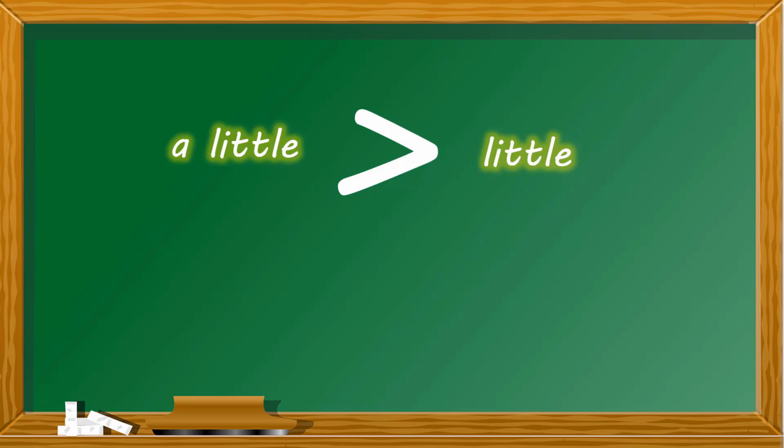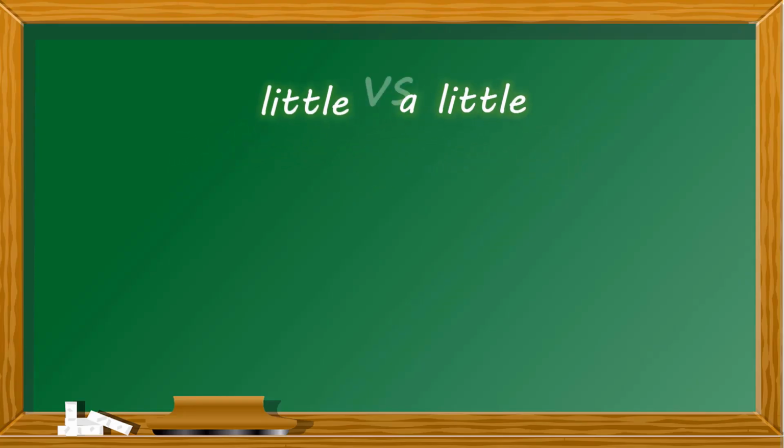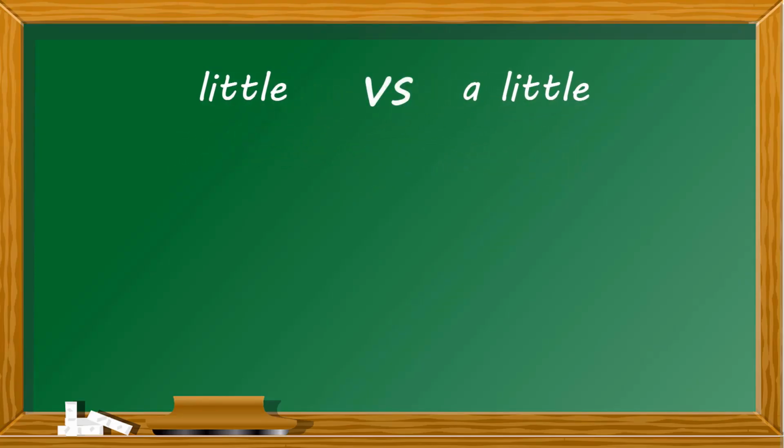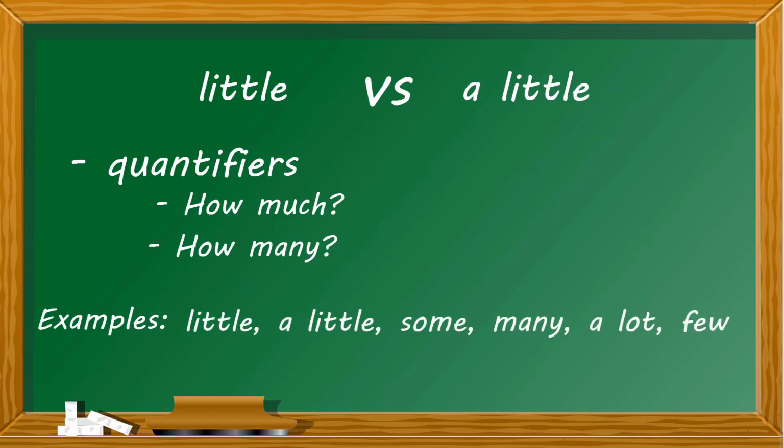Well, to an extent, they are right, but there's more to it. Let me explain. First of all, I want to establish that, among other things, little and a little are quantifiers. If you don't know what quantifiers are, the simplest answer is that they basically answer the question, how much or how many, right? They represent more or less the quantity of something, okay? So they fall in the same category with other quantifiers like some, many, a lot, few.